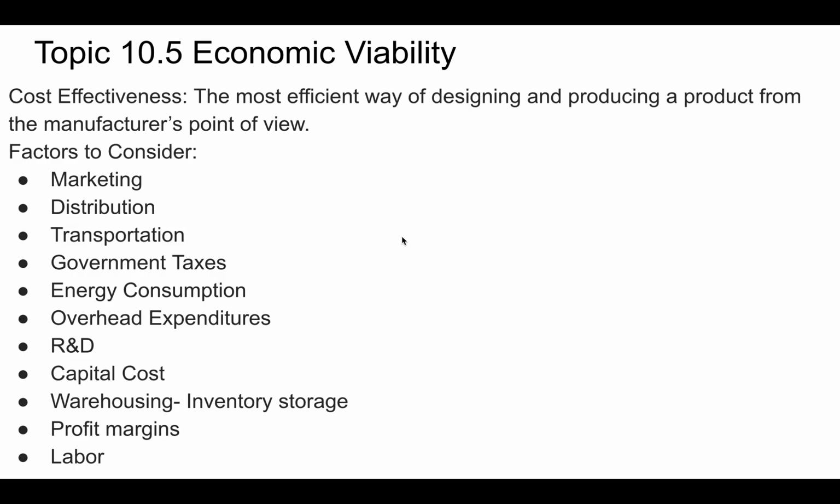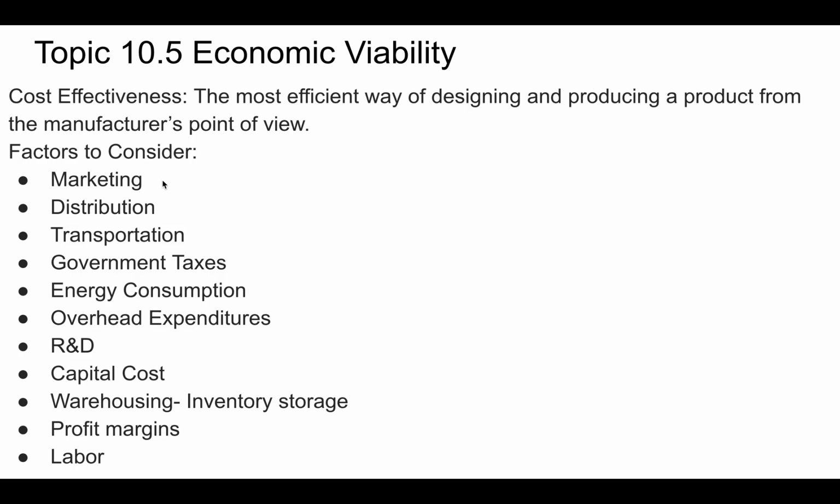Some things that we need to think about is cost effectiveness, and this is a definition you definitely need to know. So the most efficient way of designing and producing a product from the manufacturer's point of view. That's what cost effectiveness is. And we need to think about lots of different factors.